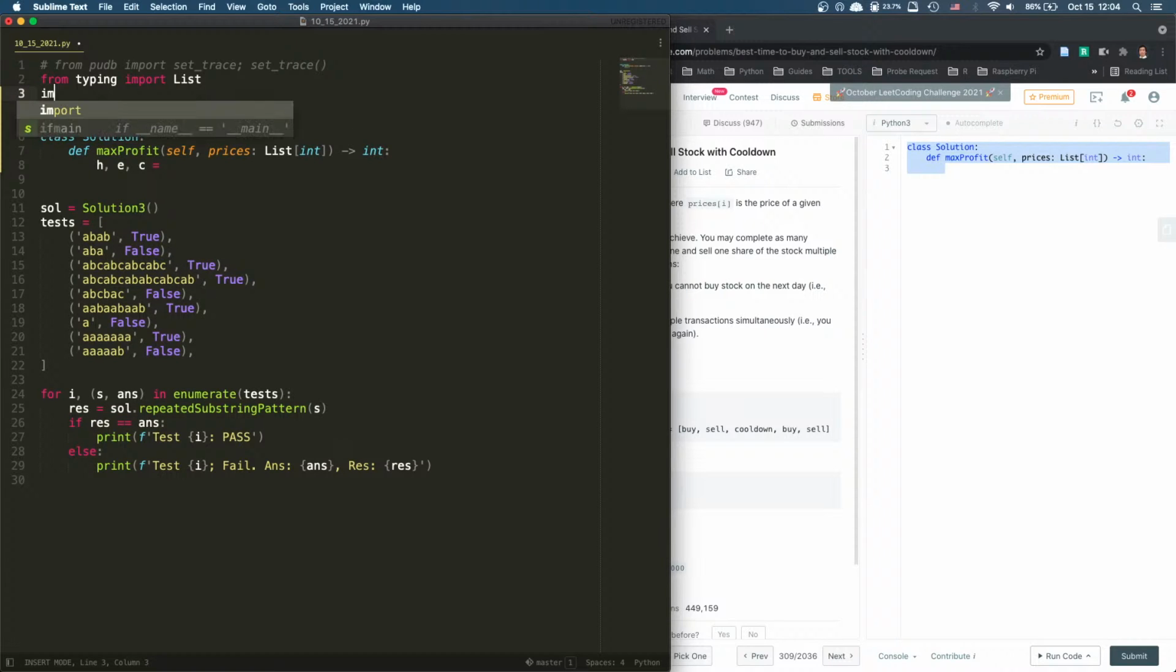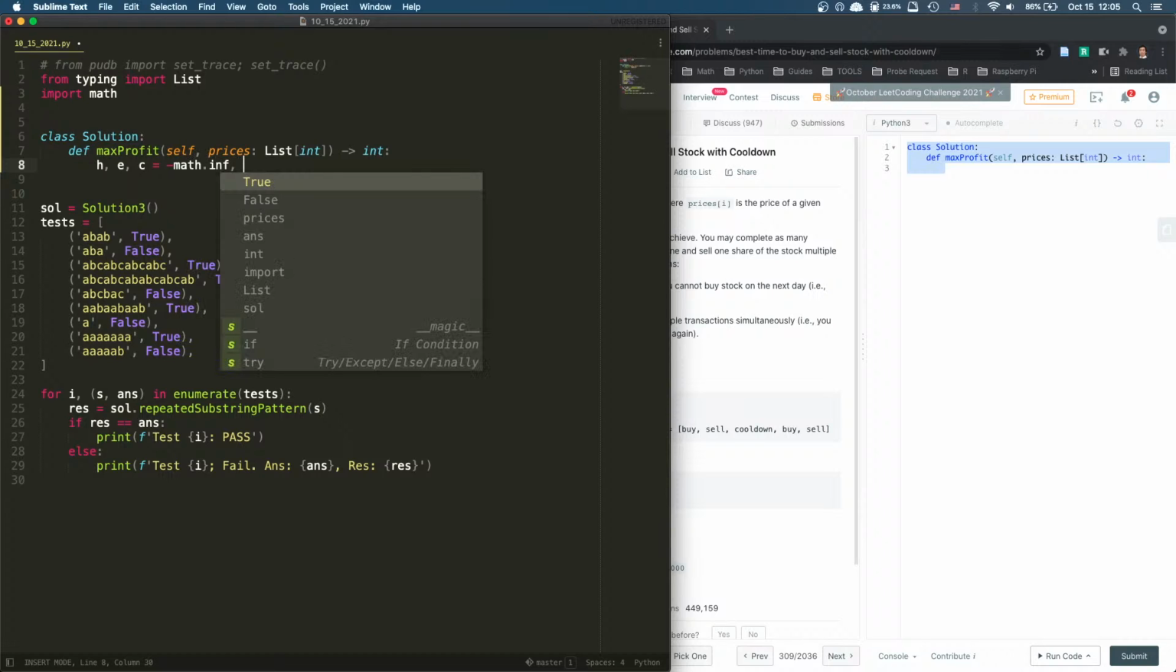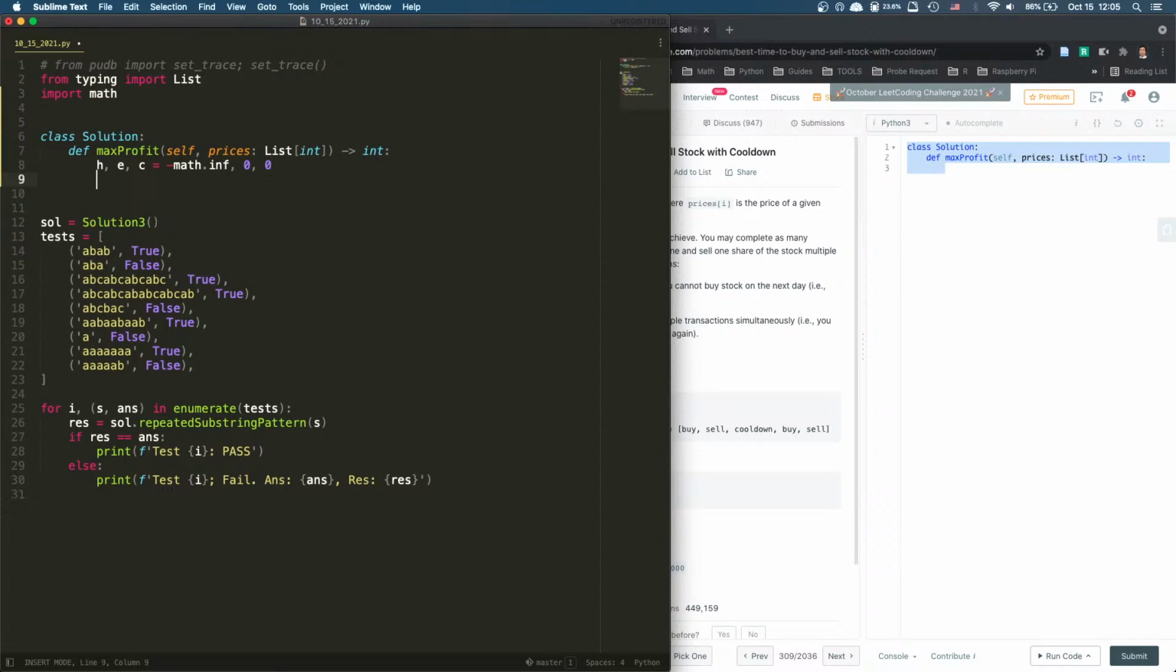Holding, I'm going to import math. Holding is initially going to be minus math.inf, as the initial profit of holding. And then empty is 0, and C is 0. Why is it minus infinity for the holding state? Well, it's because the holding state can only be transitioned to by buying from the empty state, and buying is a negative value, right? So in order to buy anything, the initial must be set to negative infinity. Otherwise, we won't be able to buy anything, right?